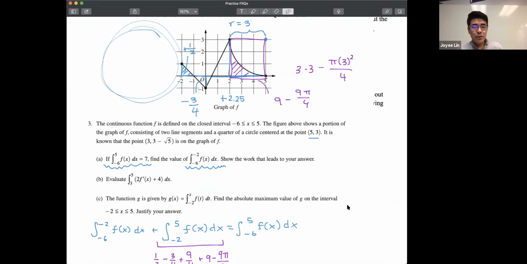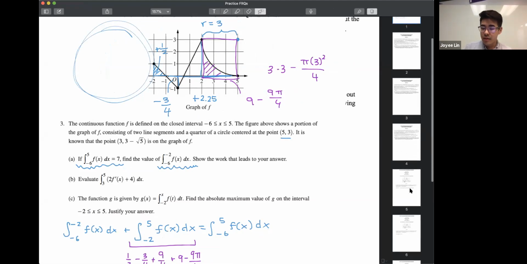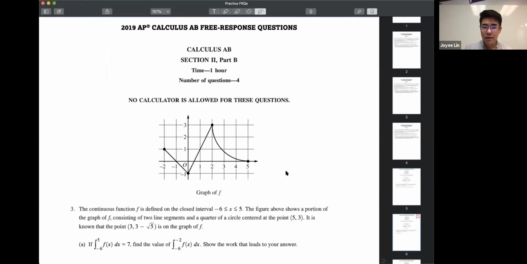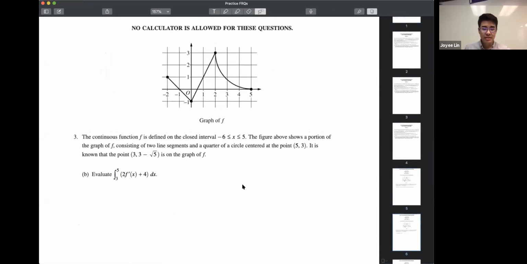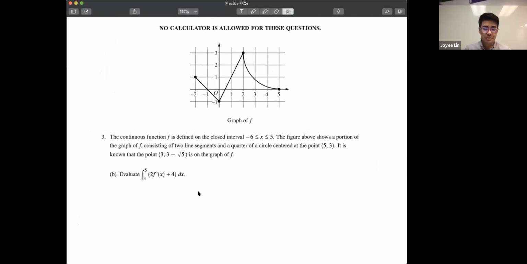It says evaluate the integral from 3 to 5 of 2f prime of x plus 4. See if I can copy this. I put it down here. Perfect. So we can use the fundamental theorem of calculus here, right? So let's split it up a little bit.